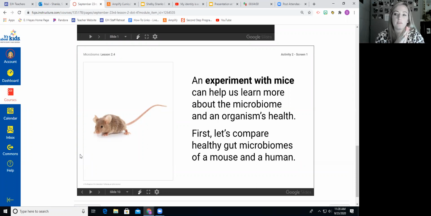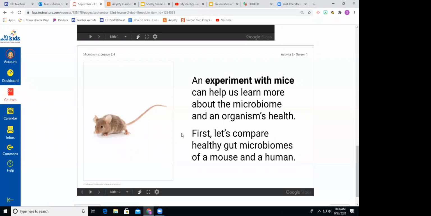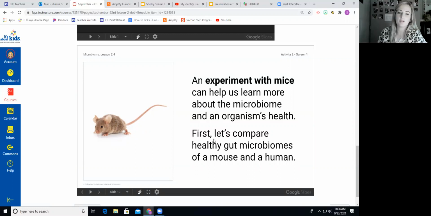I don't know if you guys have heard this or not, but do you know how similar mice and humans' microbiomes are, or how different they are? Have you ever heard? It's very similar. Okay, Drew says they're pretty similar.